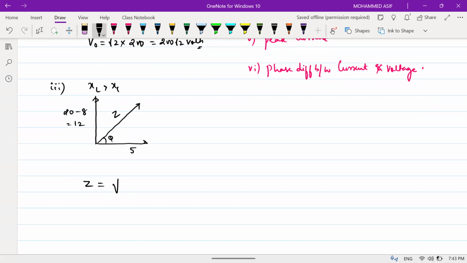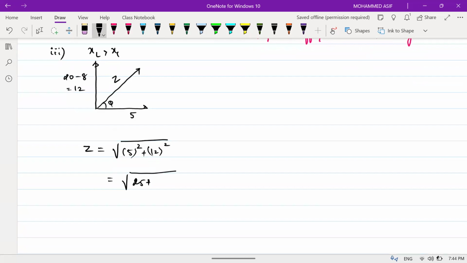So what is the impedance for this one? Z is equal to under root of R square, 5 square, plus XL minus XC, which is 12, whole square. So how much am I getting? Under root of 5 square is 25. 12 square is how much? 144, sir. So now 144 plus 25 is how much? 169. Root 169 is 13. Got it?